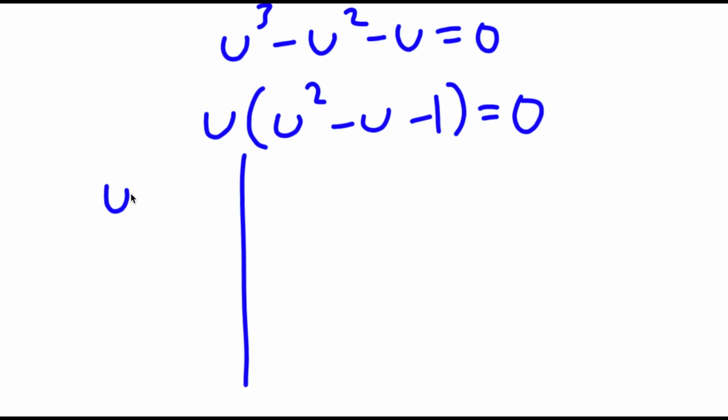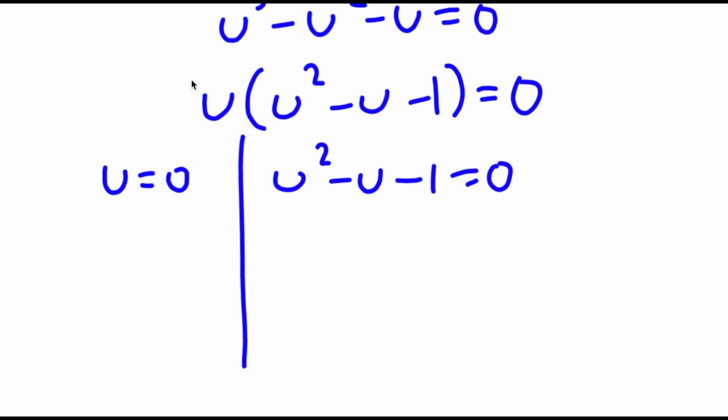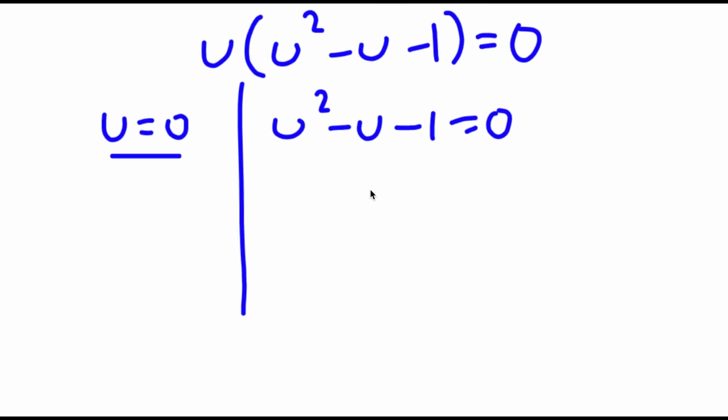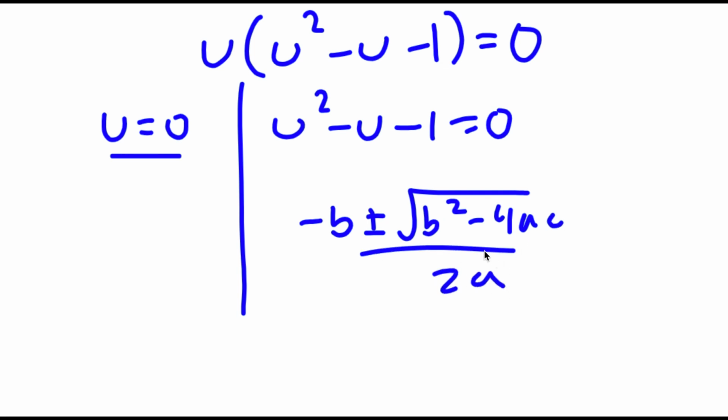Now to solve this, I can divide this into two parts. u equals 0, and u squared minus u minus 1 is equal to 0. So u equals 0, this is already a solution. And to solve u squared minus u minus 1 equals 0, we have to use the quadratic formula, which is negative b plus or minus the square root of b squared minus 4ac over 2a.